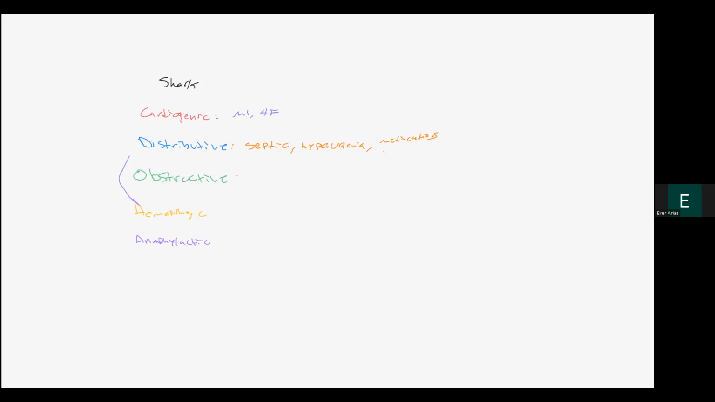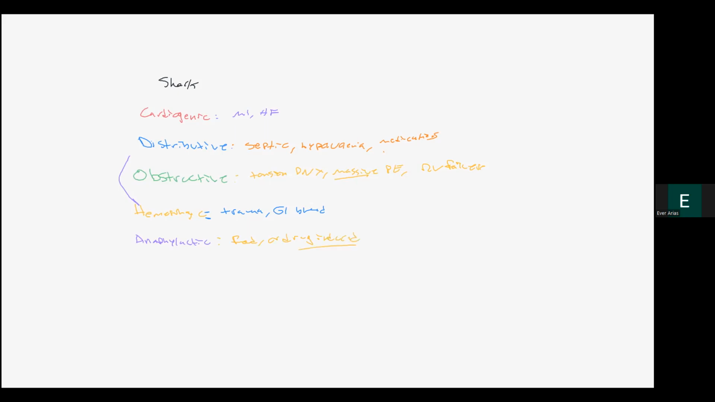Obstructive is, you could have a tension pneumothorax. You could have a massive PE. This is important, massive. Not every PE is obstructive. A massive PE is a PE that causes shock. So really anything that you have, RV failure, and you could argue that RV failure potentially could go into cardiogenic shock. And this is like trauma, right? GI bleed. And then anaphylactic is either food or drug induced.